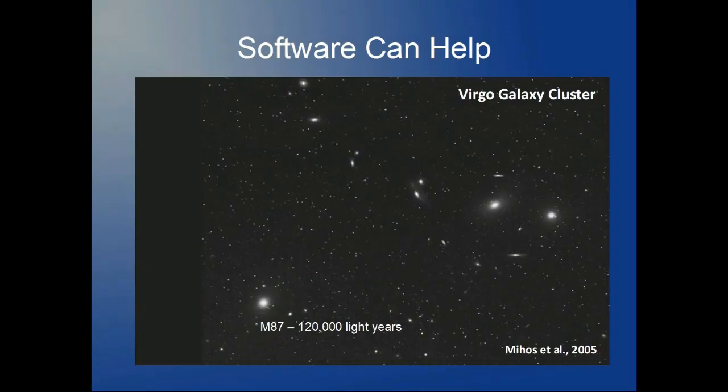Here's an image of some galaxies in Virgo. Down at the bottom is Messier 87, which is a giant elliptical galaxy, and it's usually described as being some 120,000 light-years across, quite a bit bigger than the Milky Way. You may recognize the line of galaxies at the upper right as being Markarian's Chain.